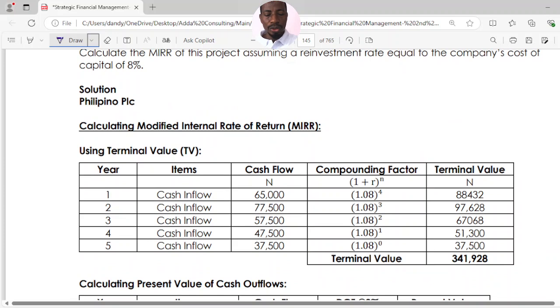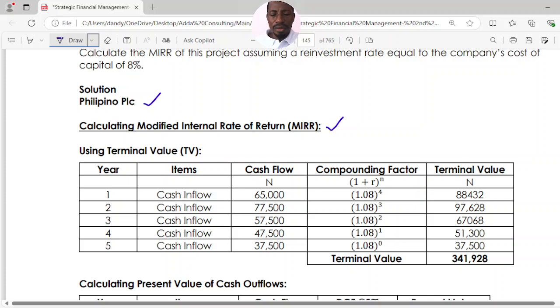Okay then. So the name of the company, at all times, once you are given the name of the company, always start from there. The name of this company is Filipino PLC. What do you want to do? You want to calculate modified internal rate of return. You also need to indicate that. This will help whoever will be marking your script to know the question that you are solving, even though you have indicated it in the exam booklet.